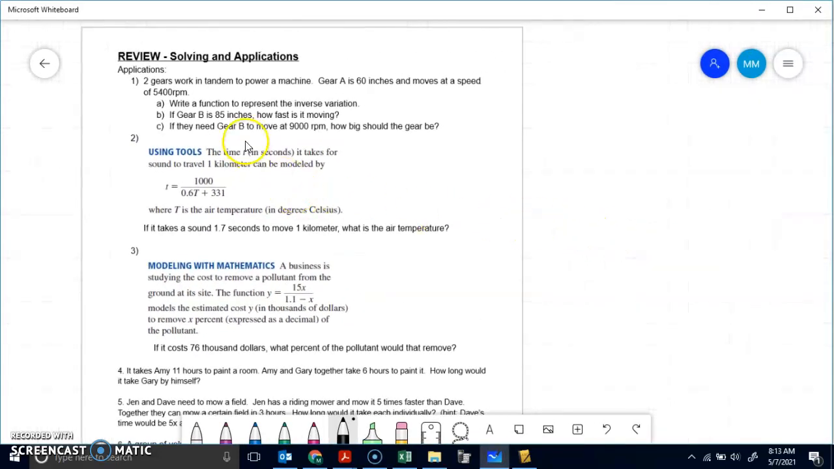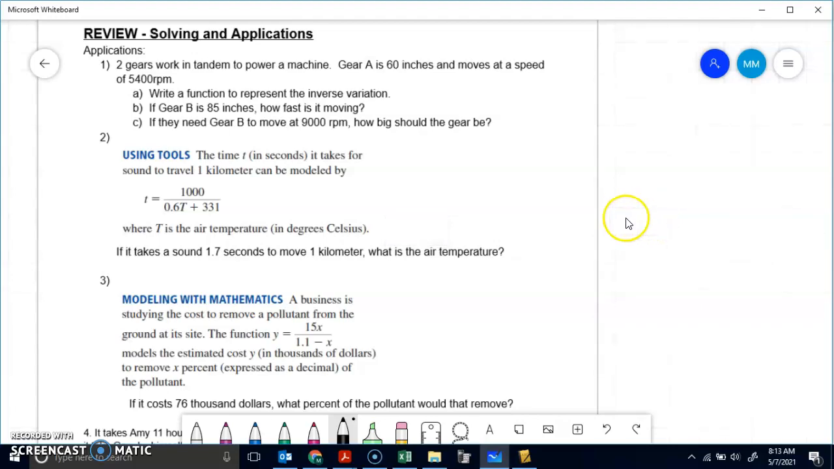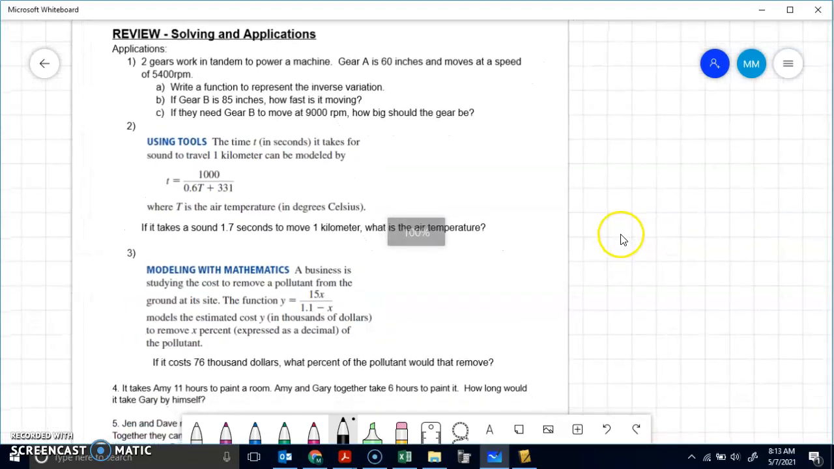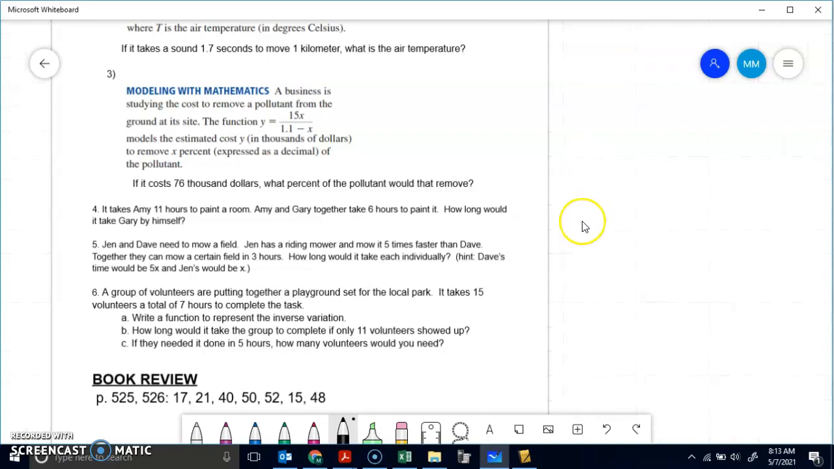Alright, this is a recording for the review. Now, we went over 1 and 2 in class, so I'm going to start with number 3 here.